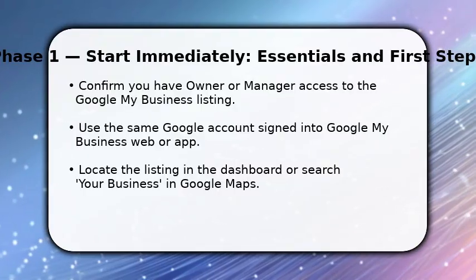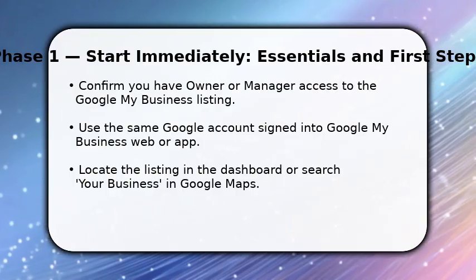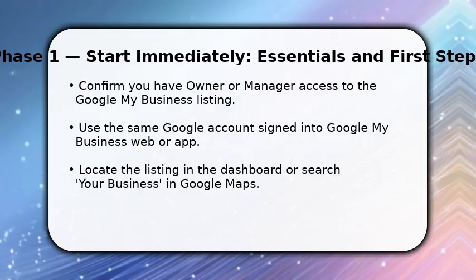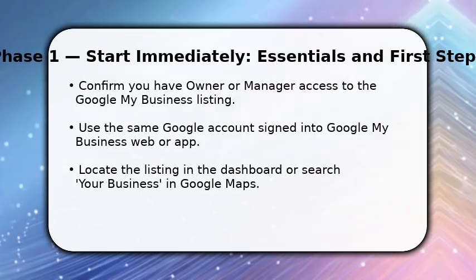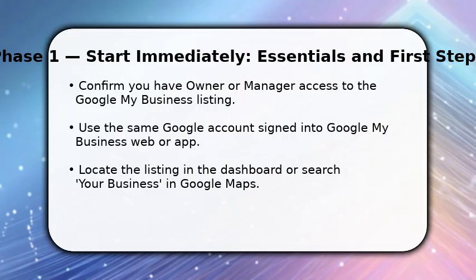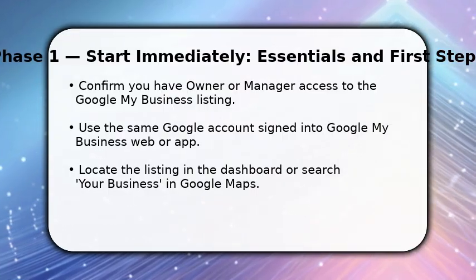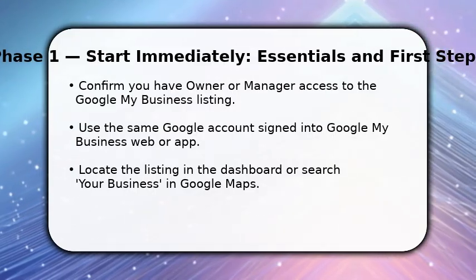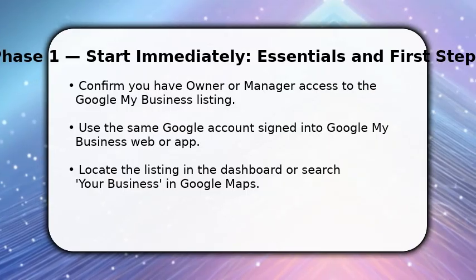You start by opening Google My Business with an account that has owner or manager permission. Once signed in, find the exact listing you want to edit, use the dashboard or open the profile via Google Maps. Make sure your business name and primary location match, otherwise edits may be blocked. If you manage multiple listings, select the correct one now.